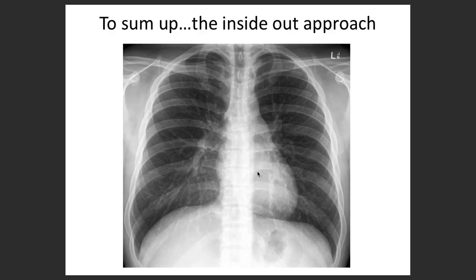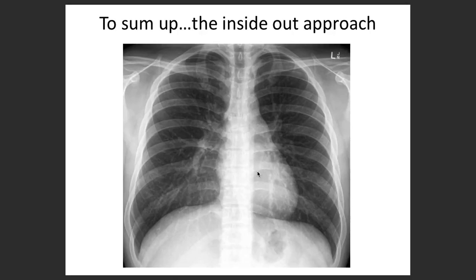As I said, to summarize, this is the inside out approach. As I had already said, A B C D E F G H. Can one recall what I meant by that? Airway, bones, cardiac shadow, D for diaphragm, E for effusion, F for fields of lung, G for gastric bubble, H for hila.